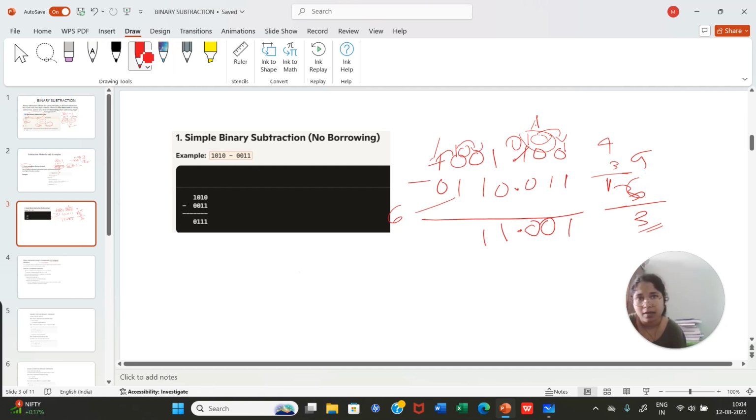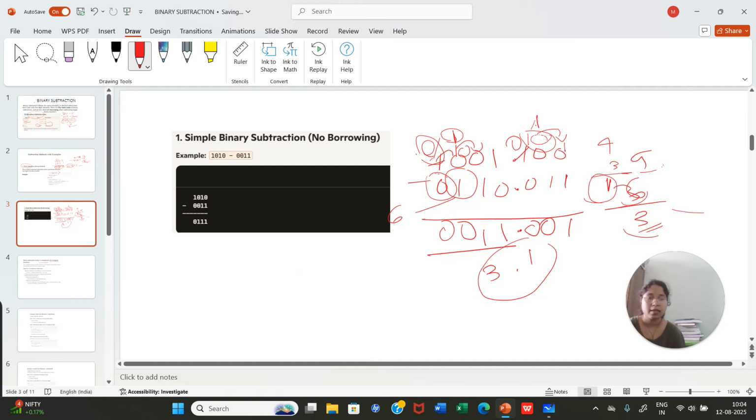Now here, what is the term left? 1 is left. This one is 0 and here 0 is left. 0 minus 0 is 0. So what is the answer we got here? 3.1. This is the right answer. We already calculated in decimal: 4 minus 3 is 1, 9 minus 6 is 3. You got the right answer.